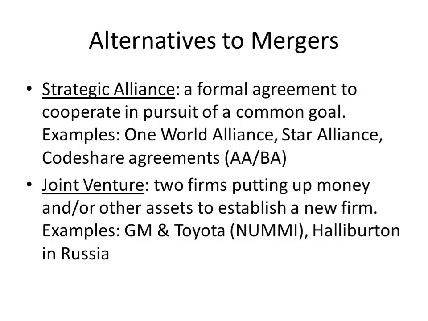Now the second example we typically talk about are joint ventures. This is where two firms put up money and or other assets to establish a new firm. Examples? Back in the early 1980s, GM and Toyota went together for something called the New United Motor Manufacturing Incorporated Company, or NUMMI. This is in Fremont, California.